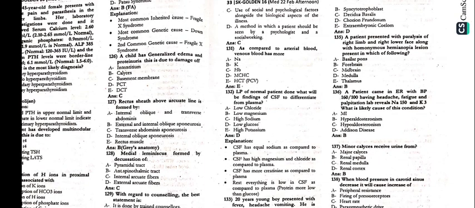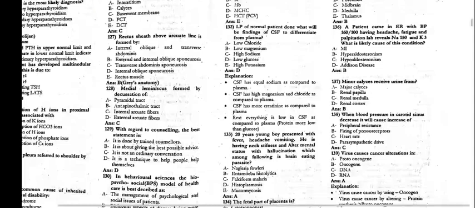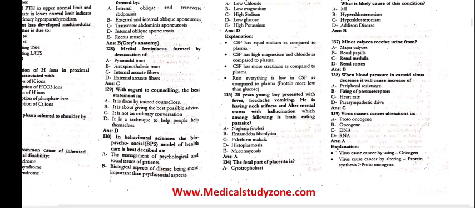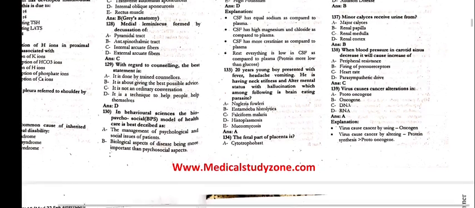135, the patient presented with paralysis of the right limb and the right lower face along with homonymous hemianopia. Lesion present is which of the following? That is the forebrain. 136, the patient came in the ER with a BP of 160/100, having headache, fatigue and palpitation. Lab reveals sodium 150 and potassium 3. What is the likely cause of his condition? That is hyperaldosteronism. 137, the minor calyces receive urine from the renal papilla.